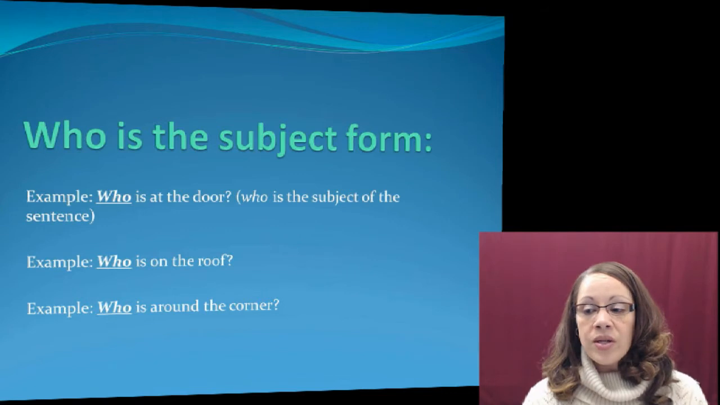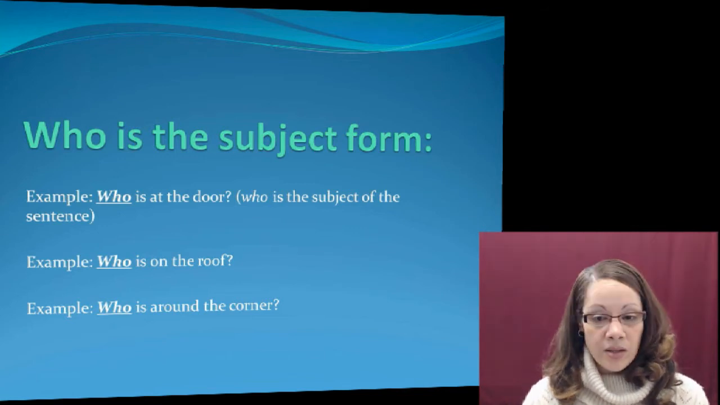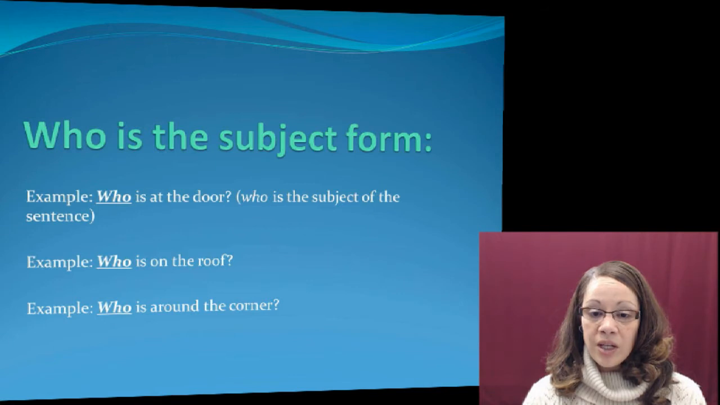And then we have, who is around the corner? Is, again, is our linking verb, and who is our subject of this verb. So again, who takes on the subject form. So who is in the subject position. So who will take the subject position in a sentence or in a question in this case.